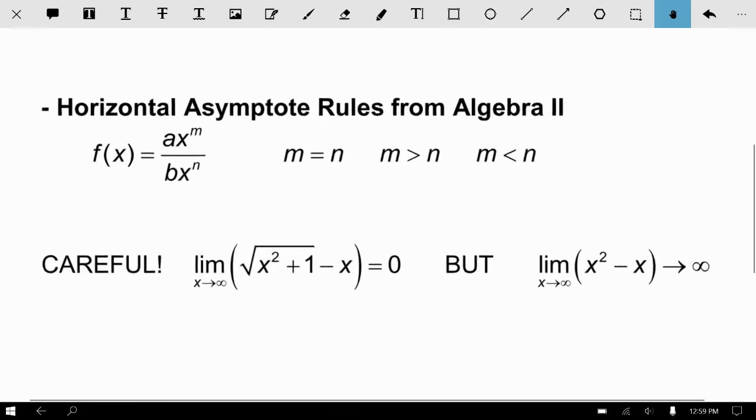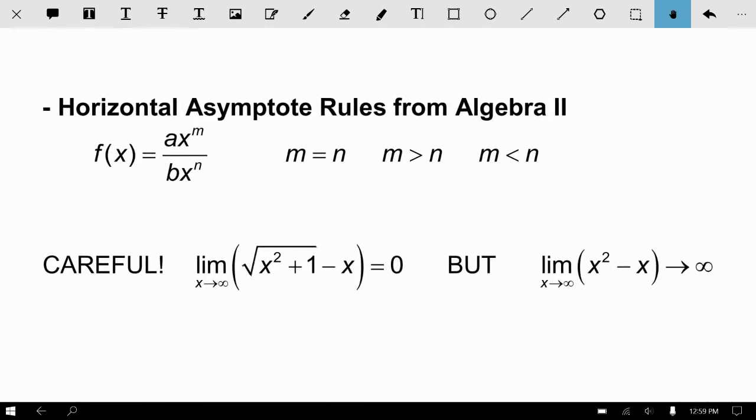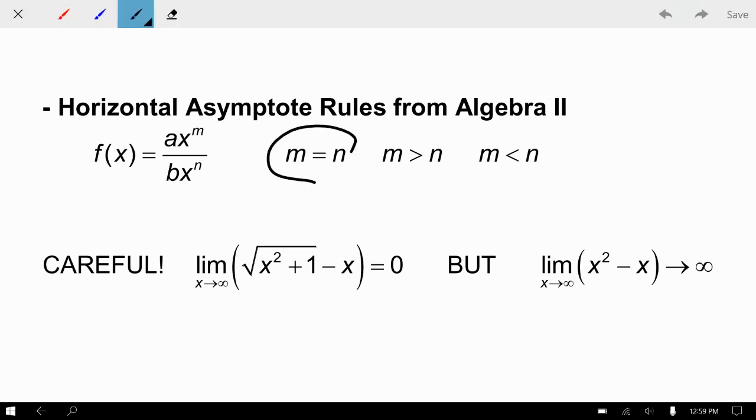Okay, so here are your horizontal asymptote rules from Algebra 2. In some of the limits that we just solved, you can see where these rules now come from. When the degrees were equal, we divided the leading coefficients. So this first one, when the degree of the numerator was bigger than the degree of the denominator, then we don't have a horizontal asymptote.